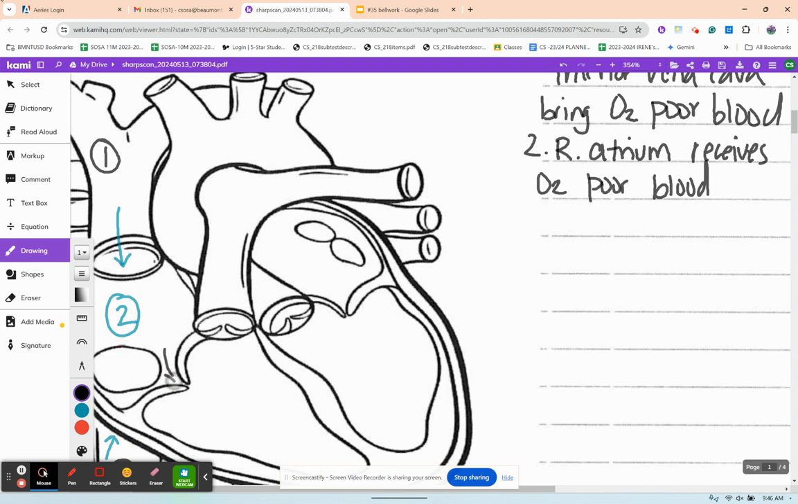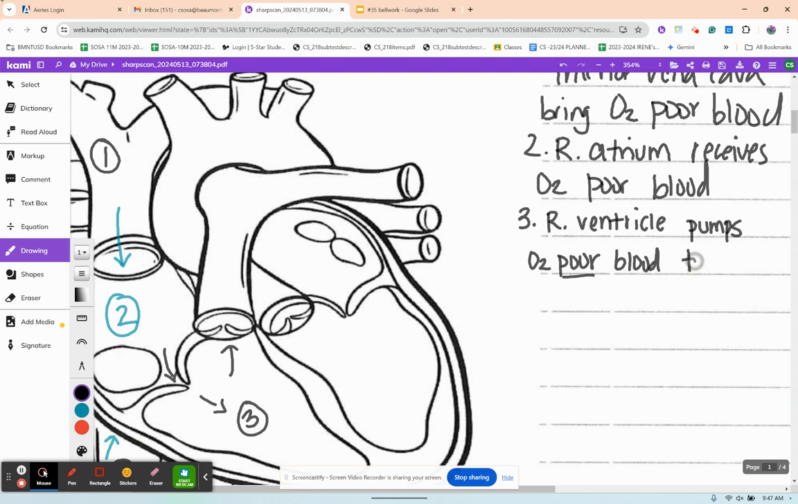All right. Then number 3. Our right ventricle pumps that oxygen-poor blood back to our lungs, right? So the right ventricle pumps oxygen-poor blood to our lungs.